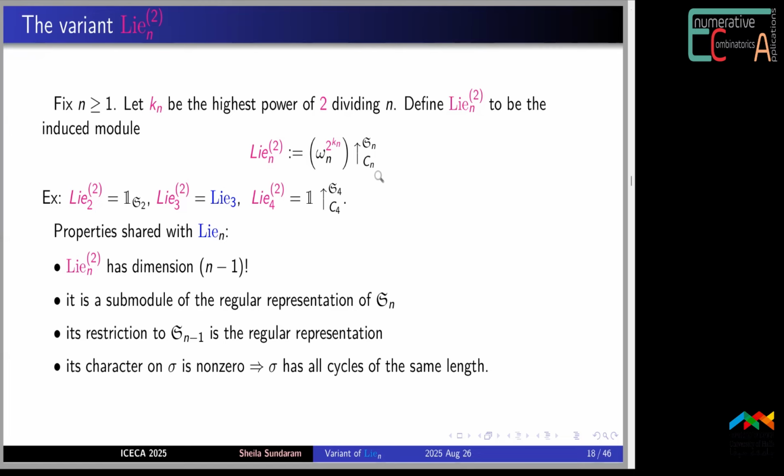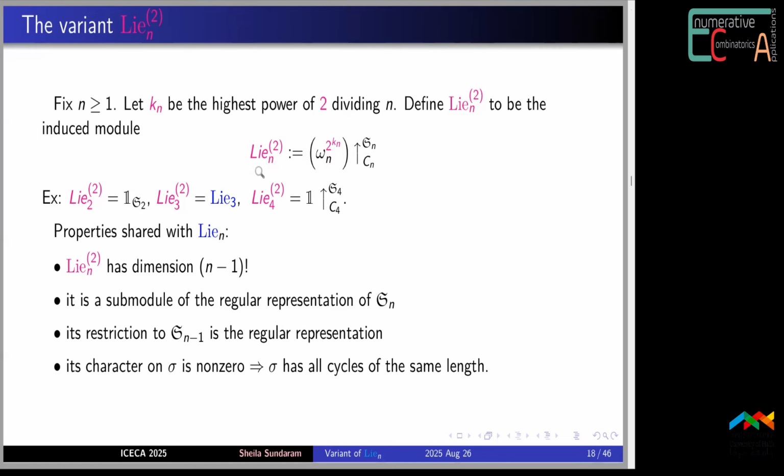Again, it's an irreducible representation of the cyclic group induced up to S_n, but now these are no longer faithful representations of C_n. So it's omega_n raised to this highest power of 2 that you see as a factor of n. If n is 2, then that highest power is 2, so I'm just inducing 1. I get the trivial representation of S_2.